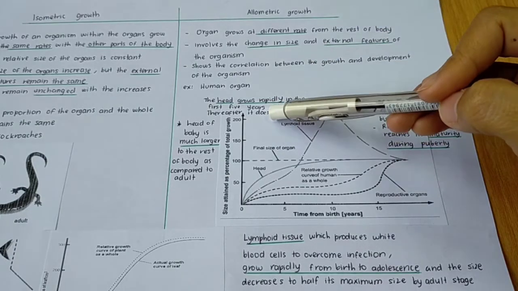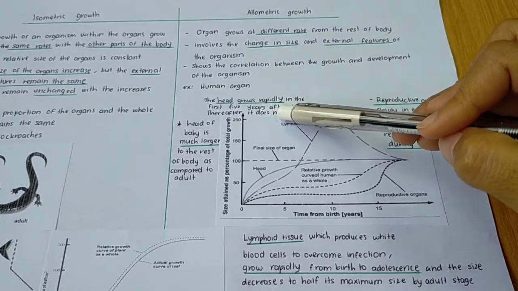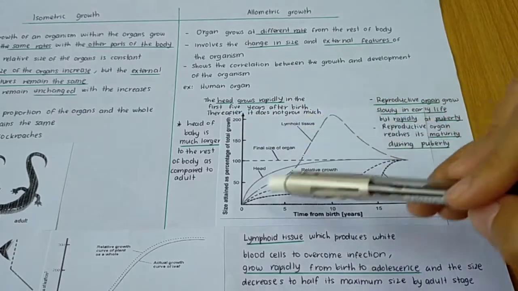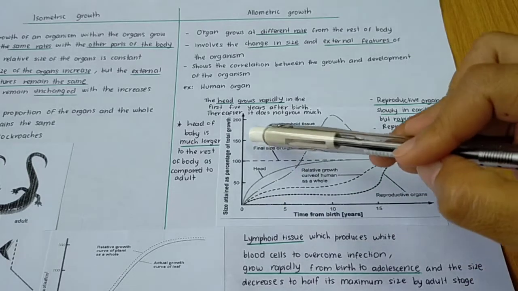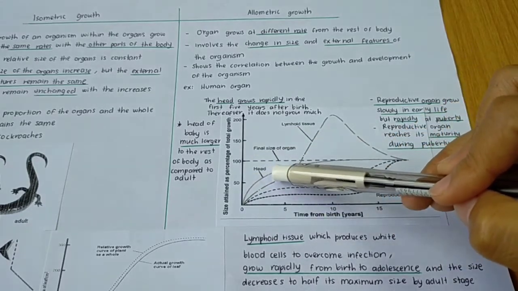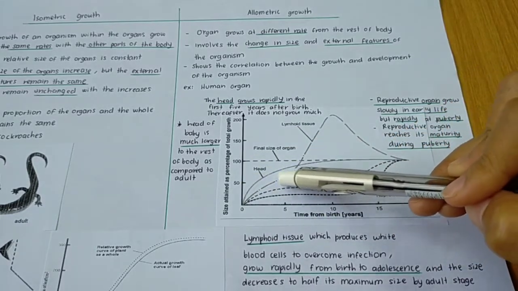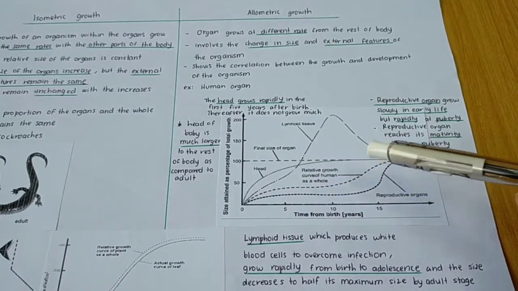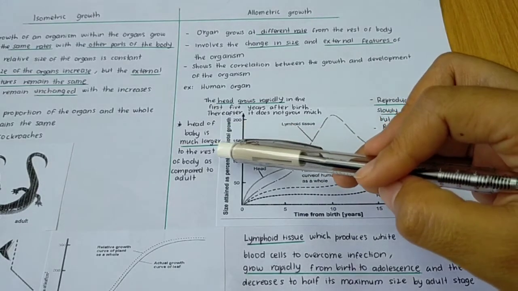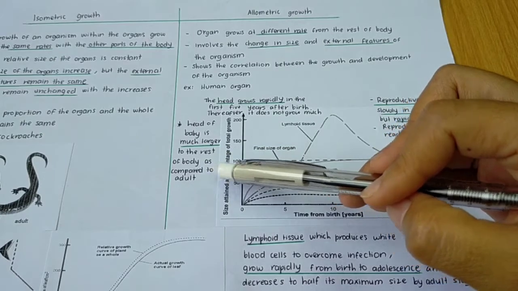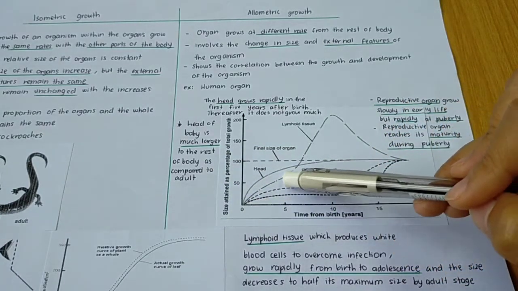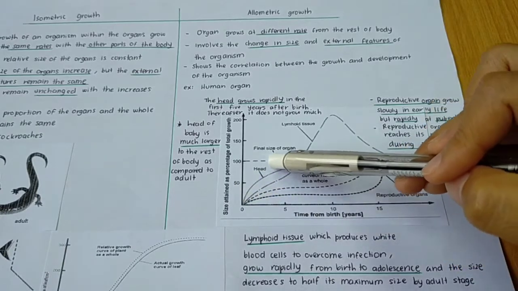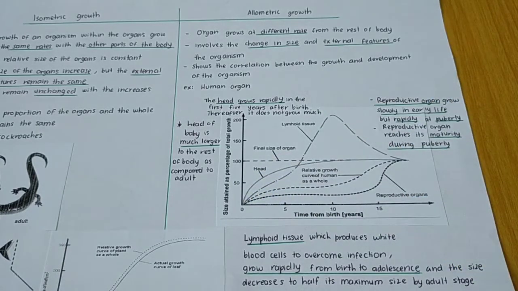Okay, so kalau kita tengok the first one, the head grows rapidly in the first 5 years after birth. So di sini, okay, in the first 5 years after birth, the head will grow rapidly. Okay, but thereafter, there is no much growth. Okay, so head of baby is much larger to the rest of body as compared to adult. Maksudnya for the first 5 years, yang akan develop dulu adalah head. Okay, yang akan grow rapidly adalah head.